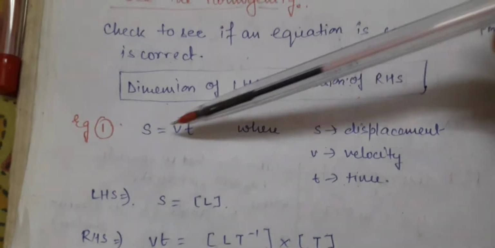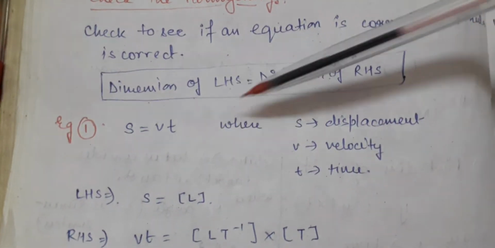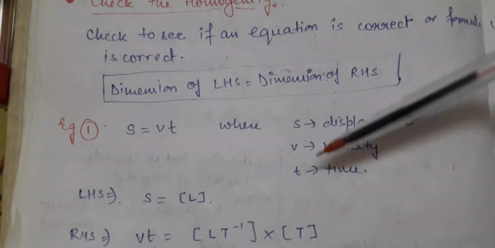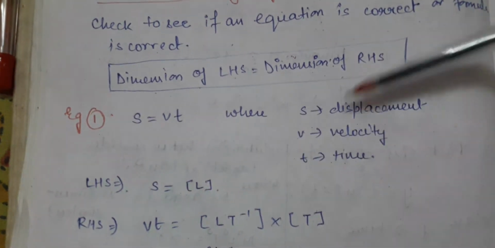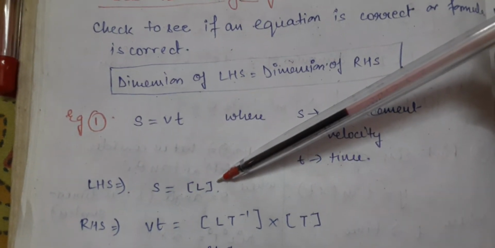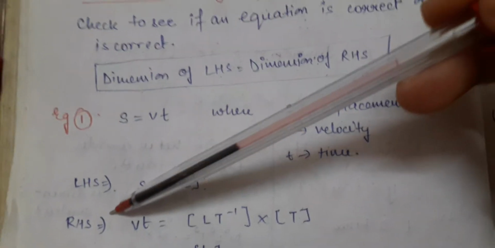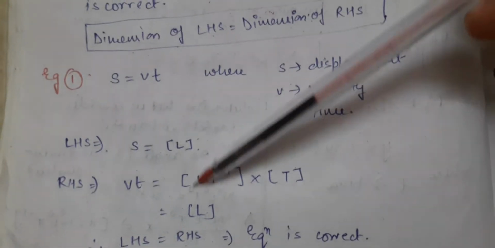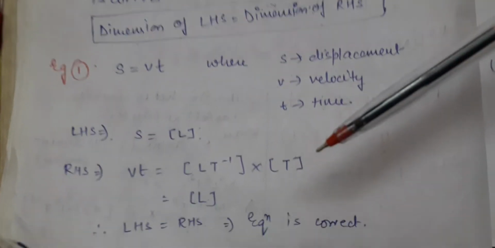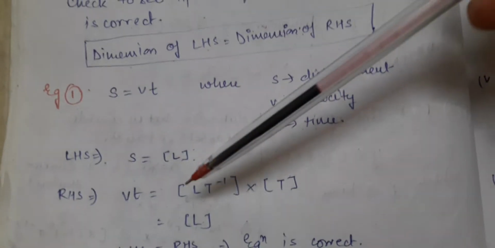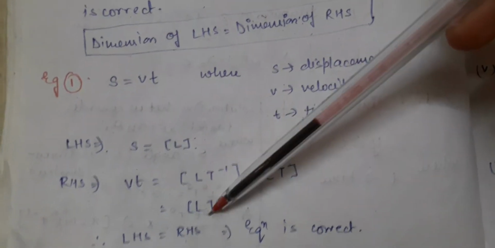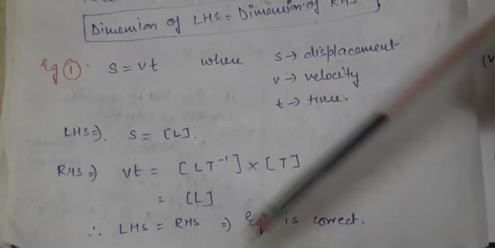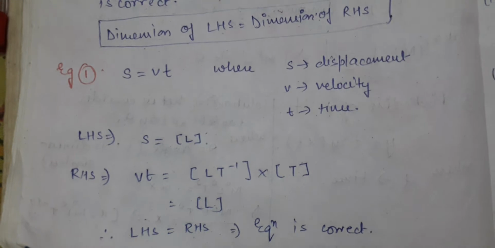Suppose S is equal to Vt. This is the first example I am taking, where S denotes the displacement, V denotes the velocity, and t denotes the time. Let us start with the LHS. LHS is equal to S, and S is displacement, so directly I am writing the dimensional formula of displacement: L. Now the RHS, velocity into time. The dimensional formula of velocity is L T minus 1, and of time is T. Minus 1 and 1 total to 0. So the dimensional formula of Vt is L. Since LHS is equal to RHS, the equation is correct. This is the procedure to check the homogeneity.